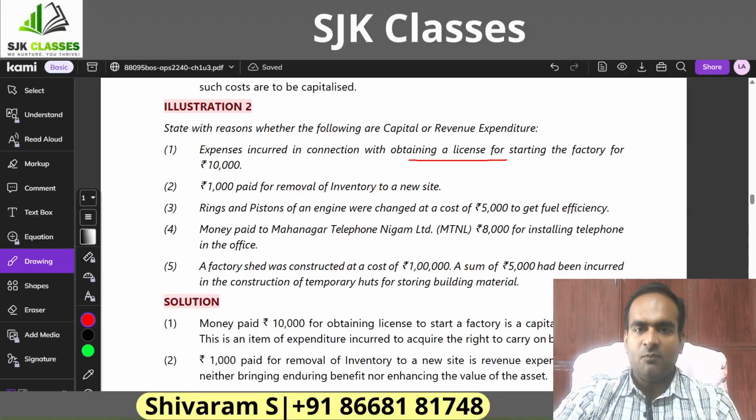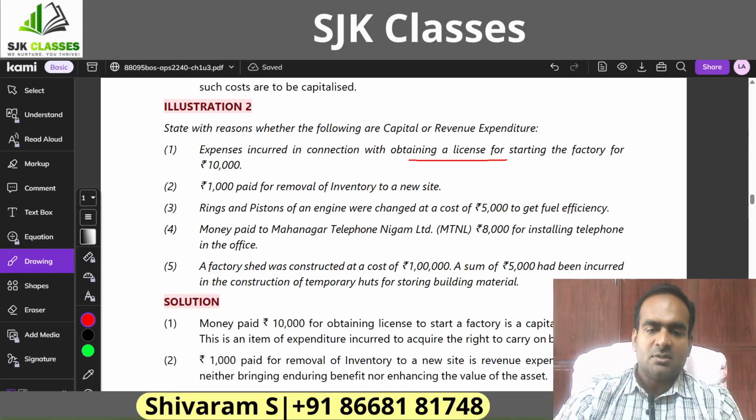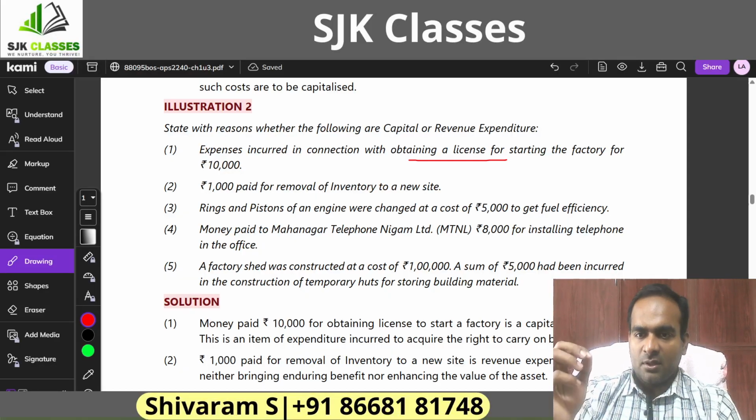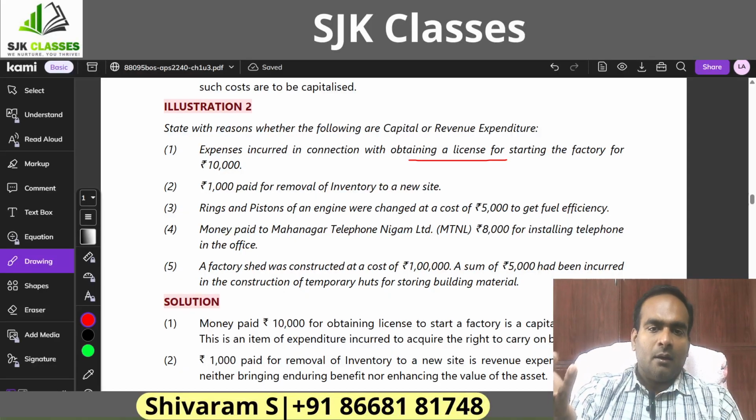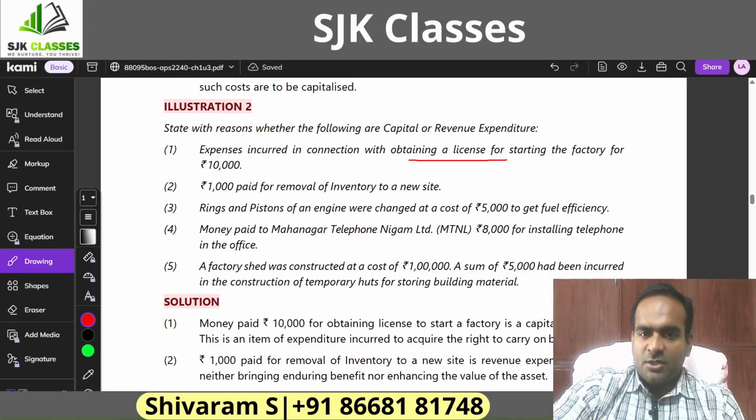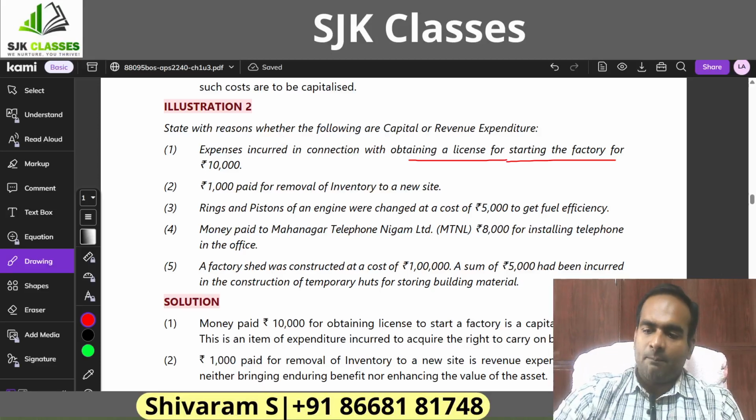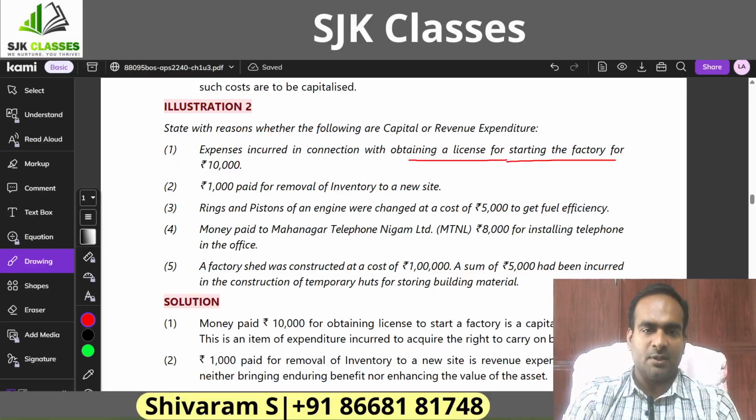It has to be obviously a capital expenditure, because without this I will not be able to bring the asset to usable condition. For expense in connection with obtaining a license for starting a factory, I need to pay this license fee, without which I can't run the factory. Hence, this 10,000 will be called a capital expenditure.